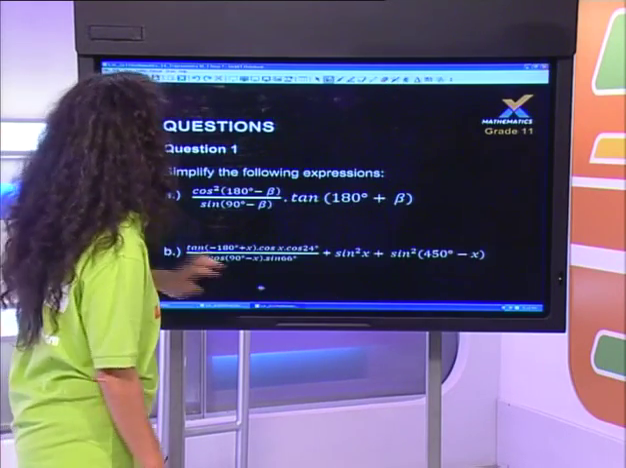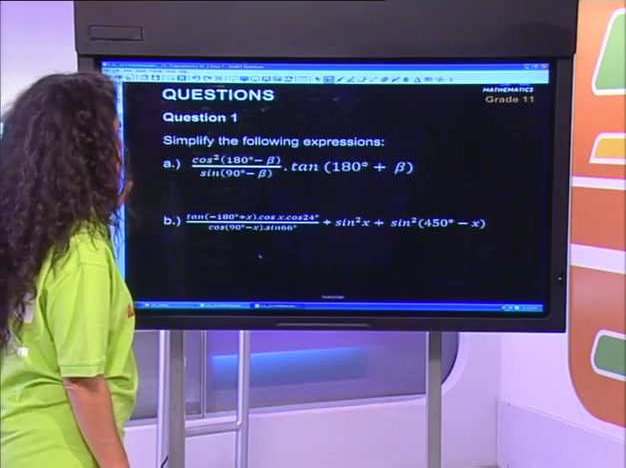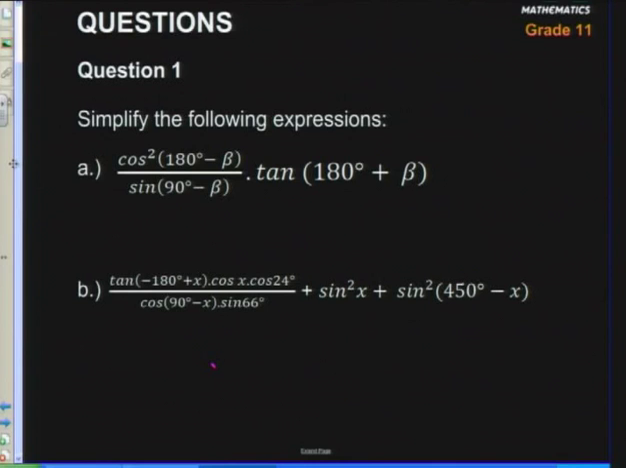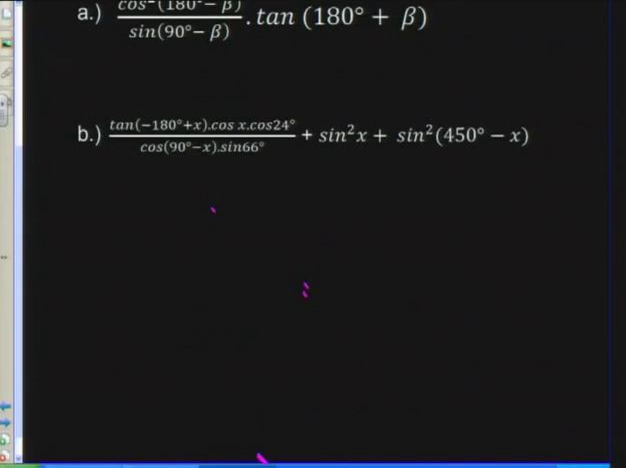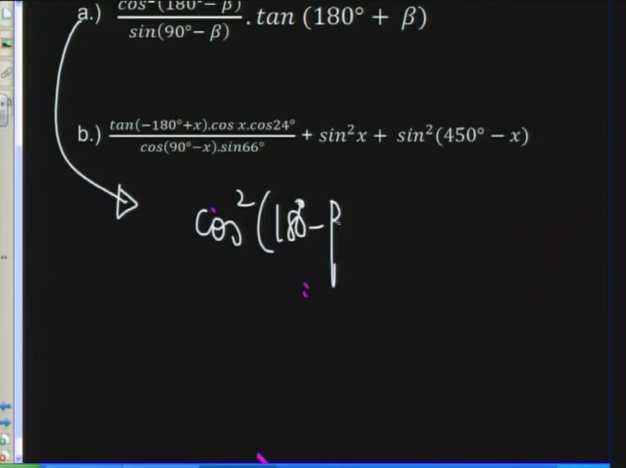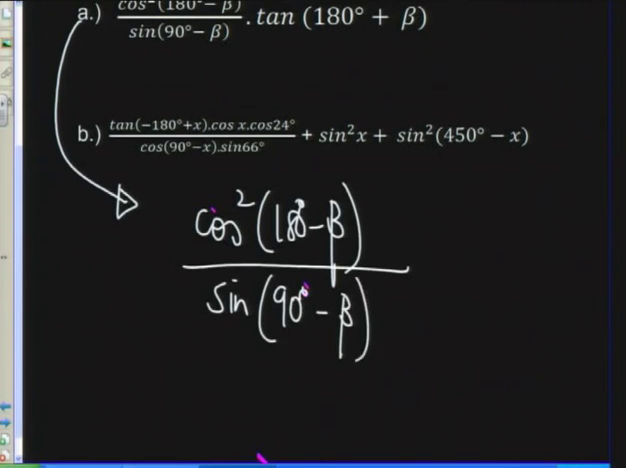Right, let's look at some examples. Simplify the following expressions. Okay, so the first thing we need to look at, and I'm going to work with A first. So I'm just going to rewrite A over here. So we've got cos squared of 180 minus beta, and we're dividing that by sine of 90 minus beta. And then I'm multiplying it by tan of 180 plus beta.